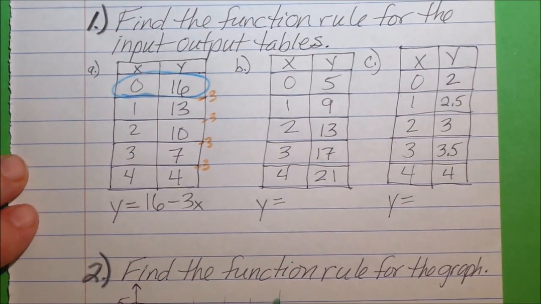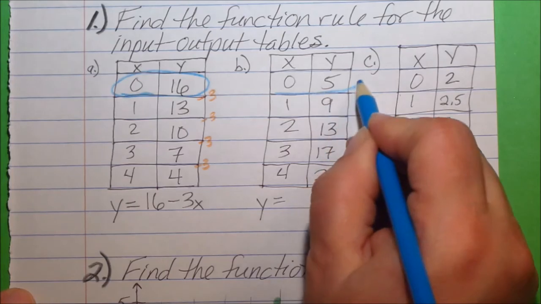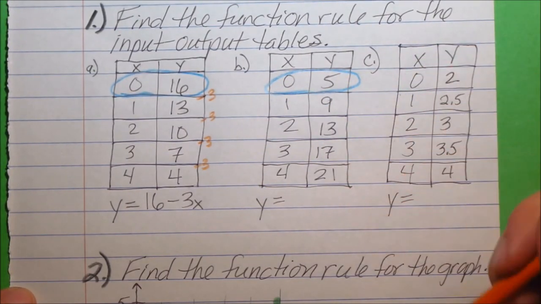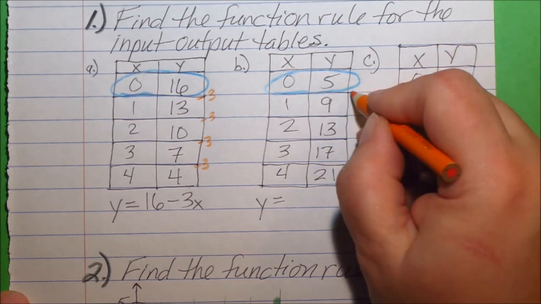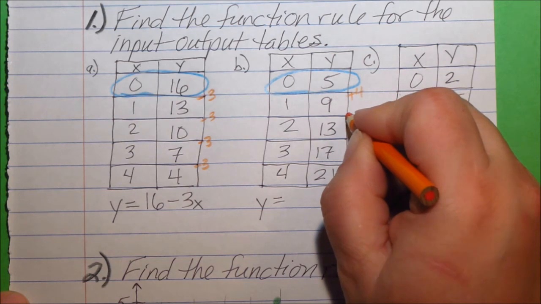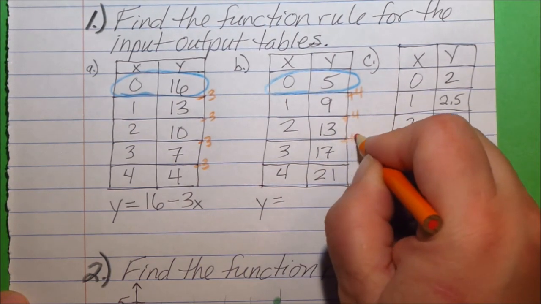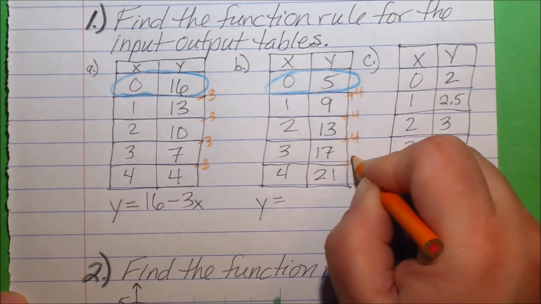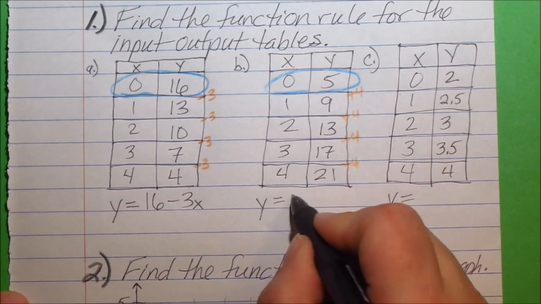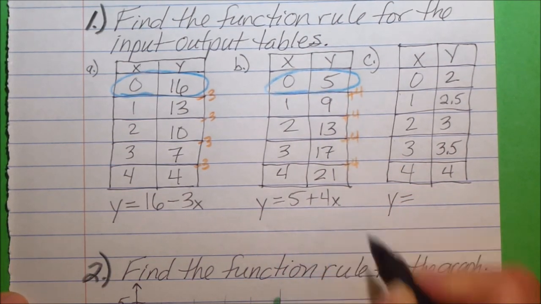Hope you got that. Okay, next one, where x is 0, y is the start value. Got it. These numbers appear to be increasing as I go down my y values. 5 to 9 is +4, 9 to 13 is +4, 13 to 17 is +4, 17 to 21 is +4. I think I see my rate of change. So my start value is 5, +4, always end with x.